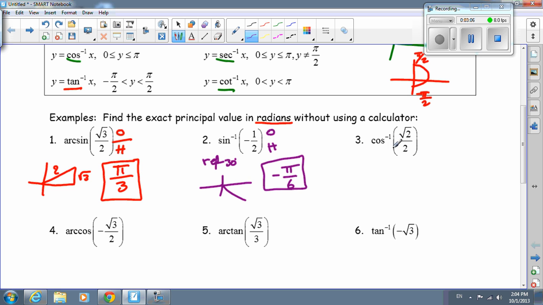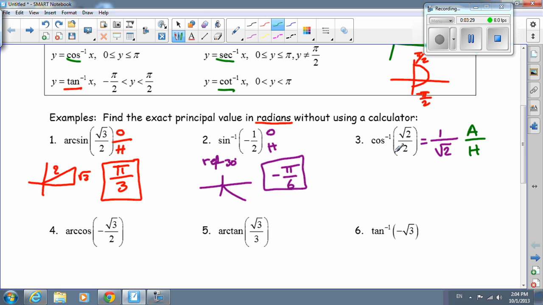Now, let's talk about cosine. Here's the cosine inverse of square root of 2 over 2. You should understand that it's just a fancy form of 1 over square root of 2. And the cosine is made from the adjacent over the hypotenuse. Which triangle has the hypotenuse of square root of 2 and the adjacent of 1? Of course, it's a 45, 45, 90 triangle.